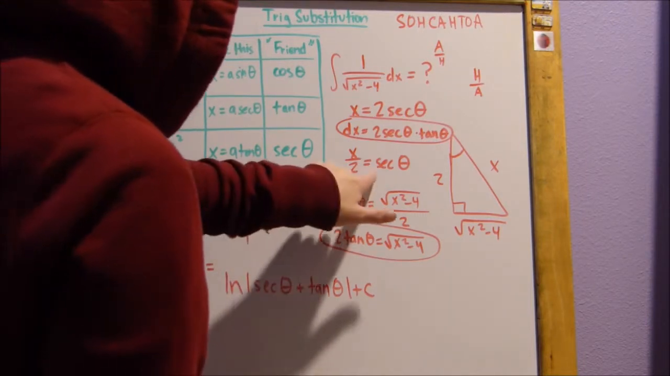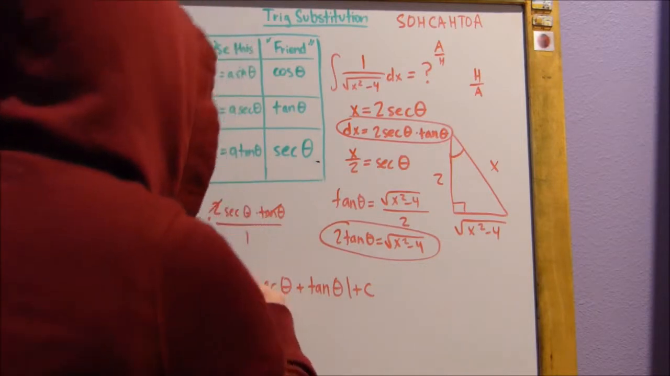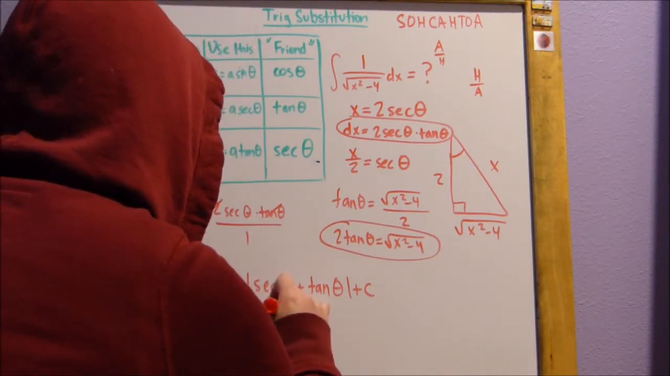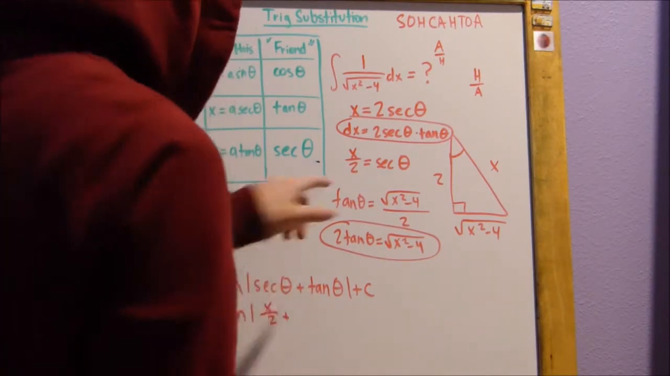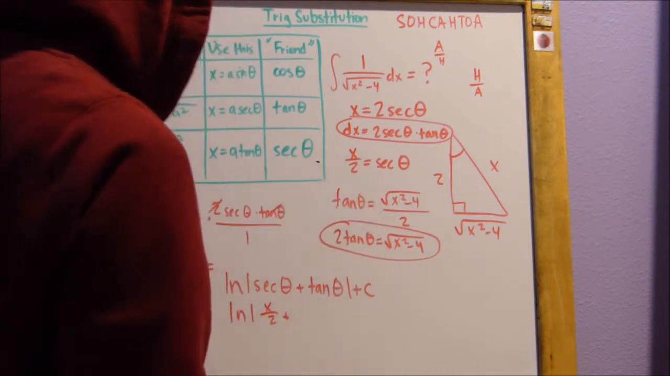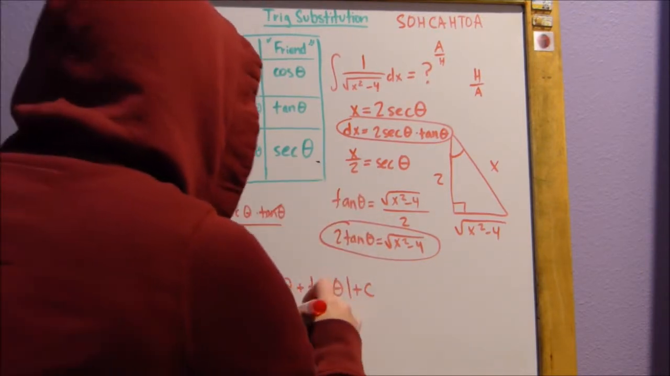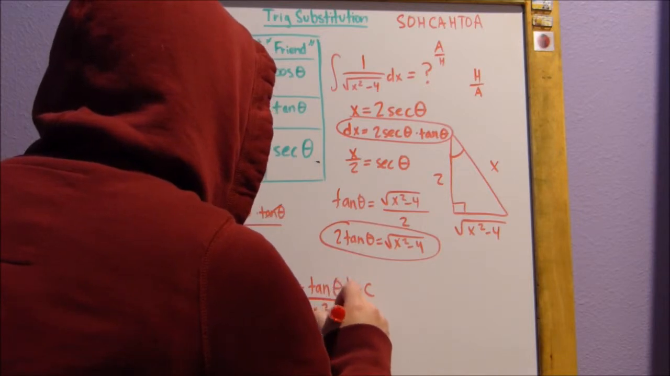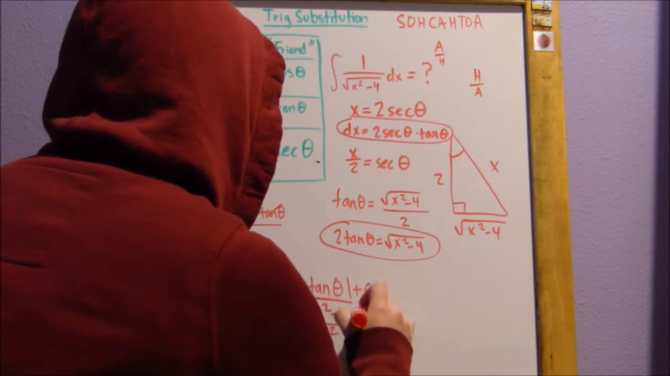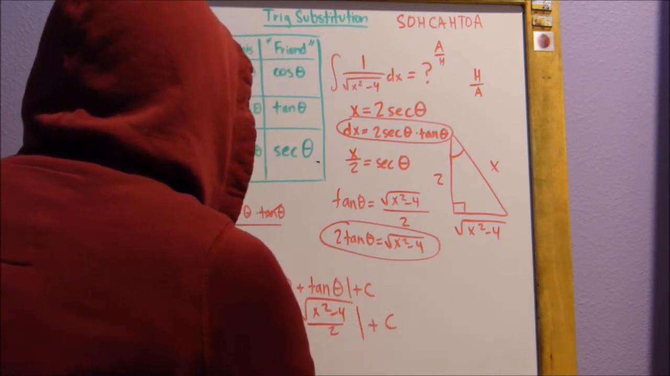So, we know that secant of theta is x divided by 2, so we're going to plug that in. And then we know that tangent of theta is the square root of x squared minus 4 divided by 2. So we plug that in too. Absolute value bars, plus C.